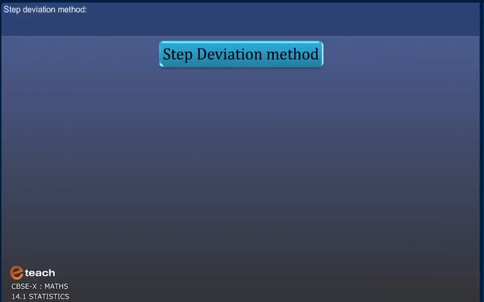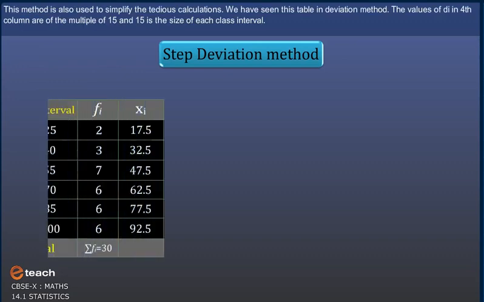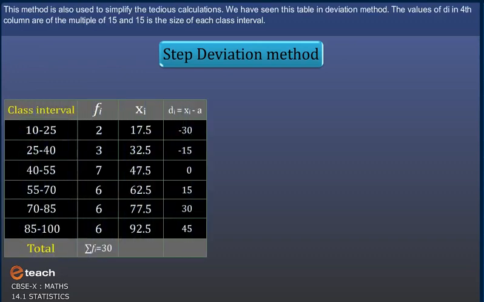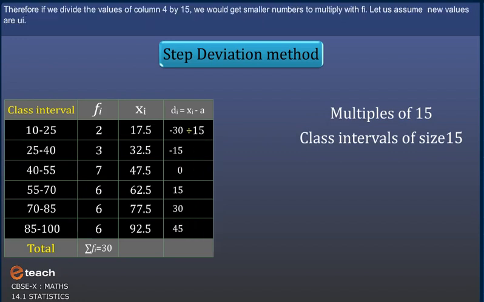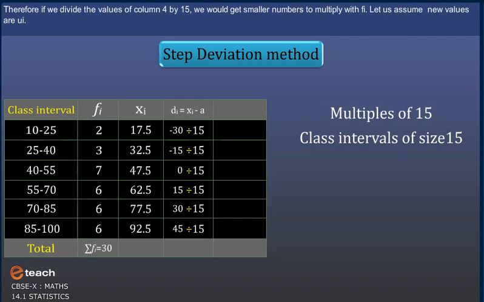Now the step deviation method. This method is also used to simplify the tedious calculations. We have seen this table in the assumed mean method. The values of di in the fourth column are multiples of 15, and 15 is the size of each class interval. Therefore, if we divide the values of column 4 by 15, we would get smaller numbers to multiply with fi. Let us assume the new values are ui.